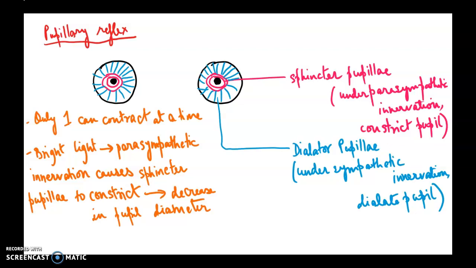Well, for example, let's say in the middle of the night you wake up to go to the bathroom, right? So what do we usually do when you turn on the light in the bathroom in the middle of the night? You squint your eyes, right? So when you shine bright light, the sphincter pupillae muscles are activated by parasympathetic nervous system, and that causes the sphincter pupillae to constrict, which results in decrease in pupil diameter, so that less light can come into your eyeball through the pupil.